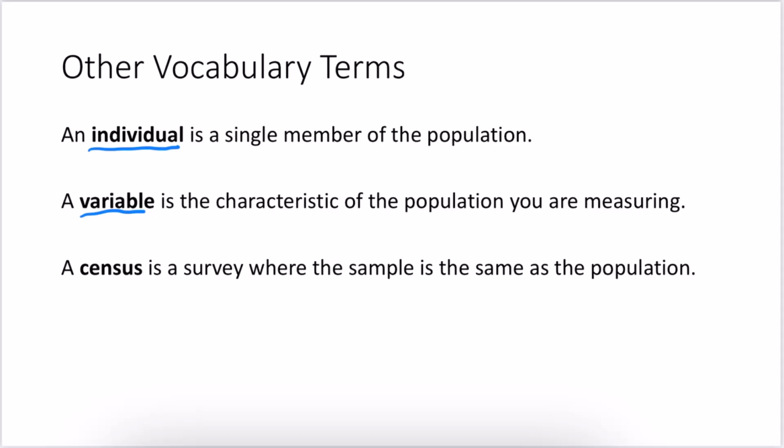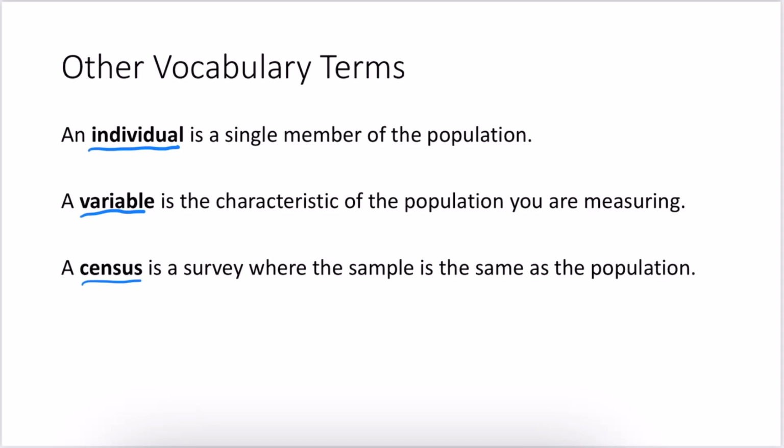between individuals. And then sometimes you will do a survey where the sample is the same as the population. In other words, you will survey the entire population. Instead of taking a smaller subgroup of the population, you'll survey everybody. And if you do that, that's called a census.